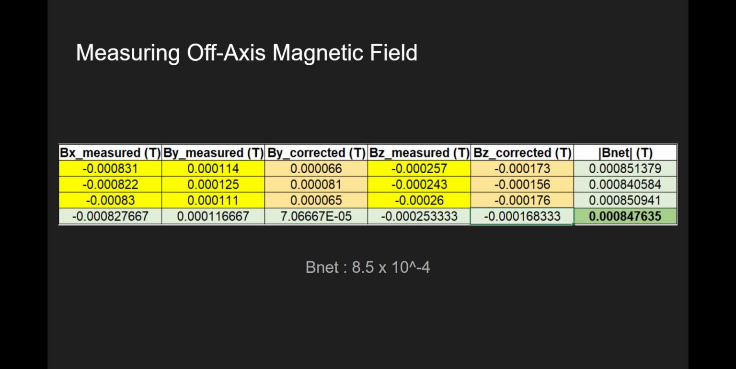My next step was to move the magnetometer upwards the same distance in which I moved the magnet to create a 45-degree angle between the magnetometer and the magnet. Once this was done, I measured the X, Y, and Z components at this location of the net magnetic field and adjusted the Y and Z components with the values recorded earlier. Doing this, I was able to get the net magnetic field to be 8.5 times 10 to the negative 4.